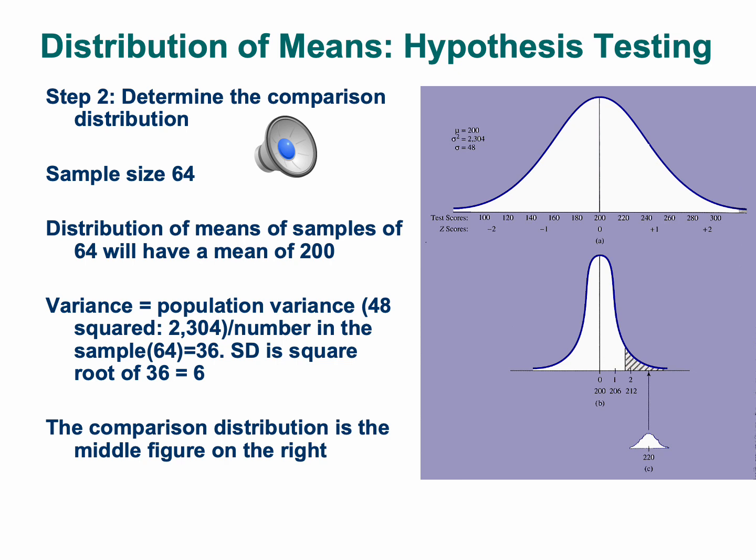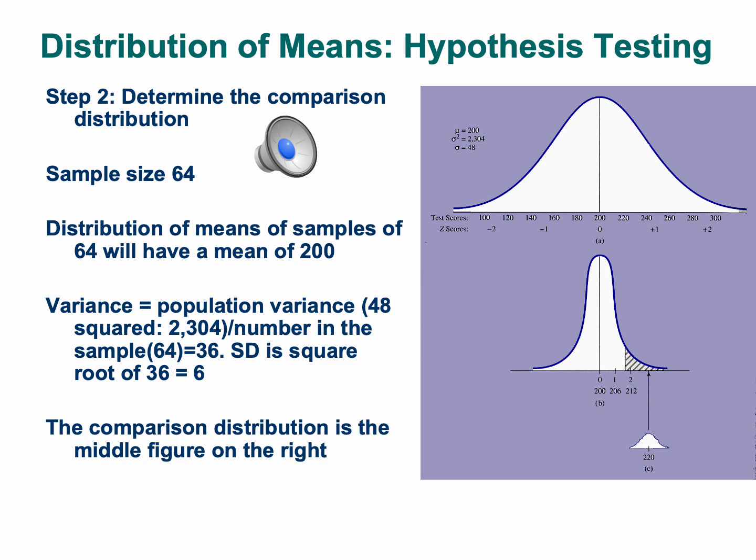In this case, it's 48 squared. So we know the population standard deviation was 48. Remember that from the previous slide. We square that number and divide that number by the number in the sample, in this case, 64. So we take 2,304, which is 48 squared, and divide that by 64, and we get 36.